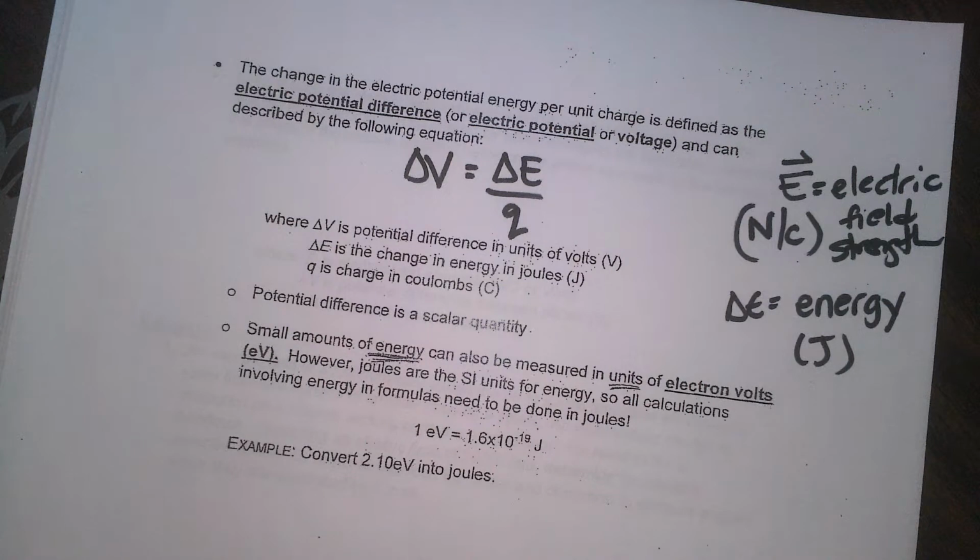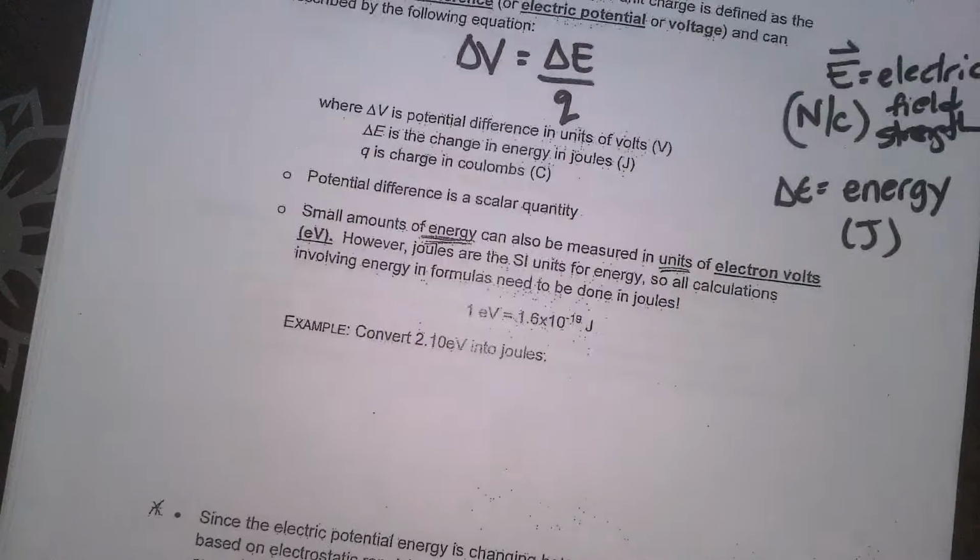If you have a kilojoule, megajoule, or a microcoulomb, you need to convert it. The great thing about potential difference is that it's scalar. We do not need a direction.